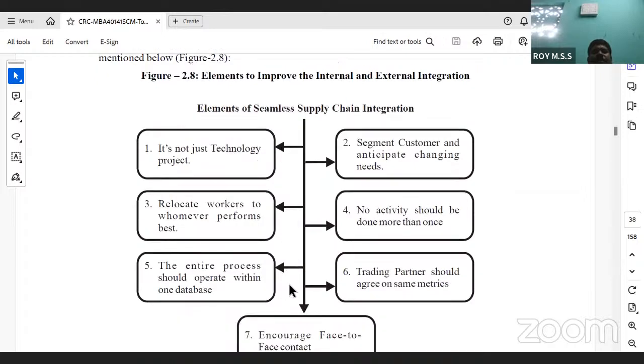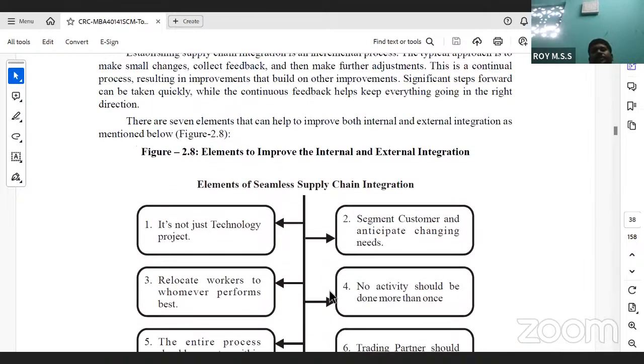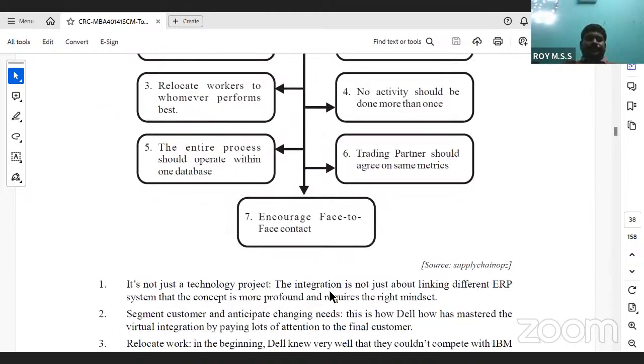Elements in a seamless supply chain. One, not a technology product. Segment customers, anticipating changing needs should be there. Relocate workers to whomever performs best. No activity should be done more than once. The entire process should operate within one database. Trading partners should agree on some metrics. Encourage face-to-face contact. See, these are all the major elements in seamless supply chain integration.